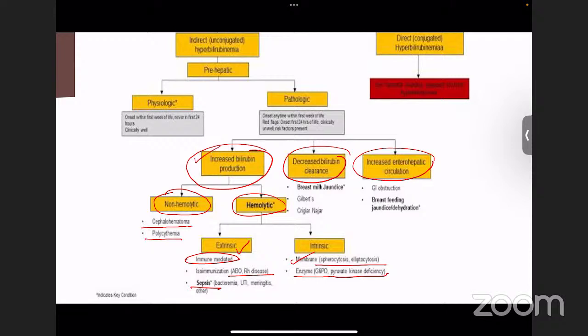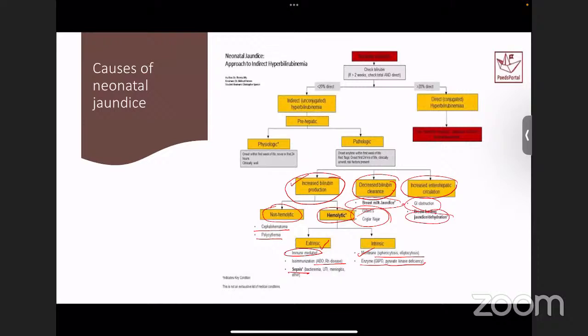If bilirubin clearance is the problem, it's Gilbert, Crigler-Najjar, and breast milk jaundice. If there is an increase in enterohepatic circulation, that is dehydration, GI obstruction, and breastfeeding. And with any direct hyperbilirubinemia, always rule out neonatal cholestasis, which is a separate topic.